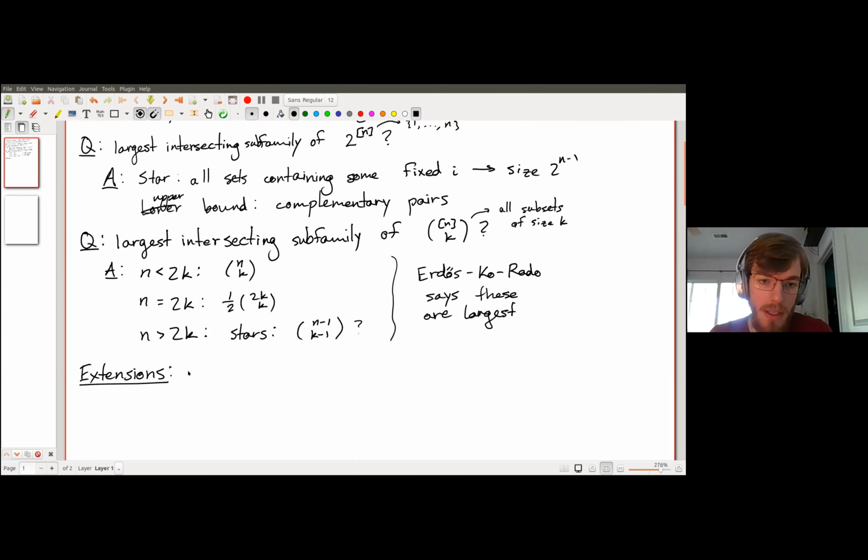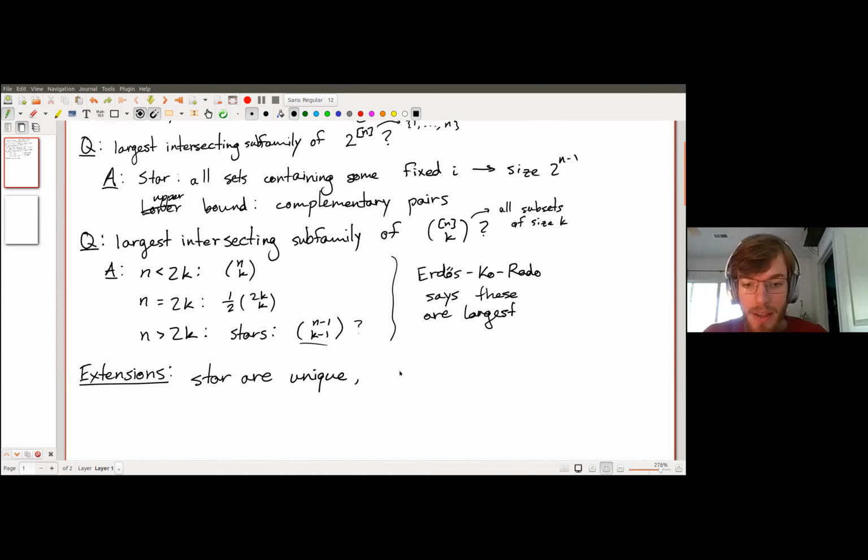So some basic extensions to get familiar with it: stars are not only the largest intersecting subfamily, but they are unique. Stars are unique, so there's no other intersecting subfamily of all the k-sets of this size. They all have to be stars.